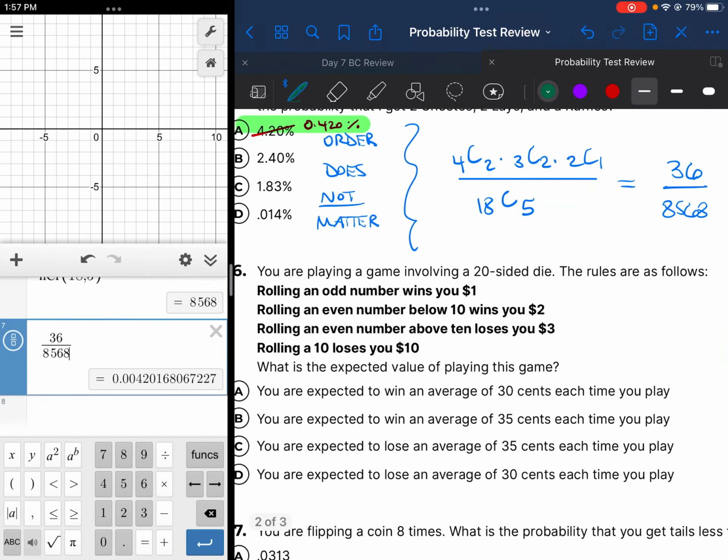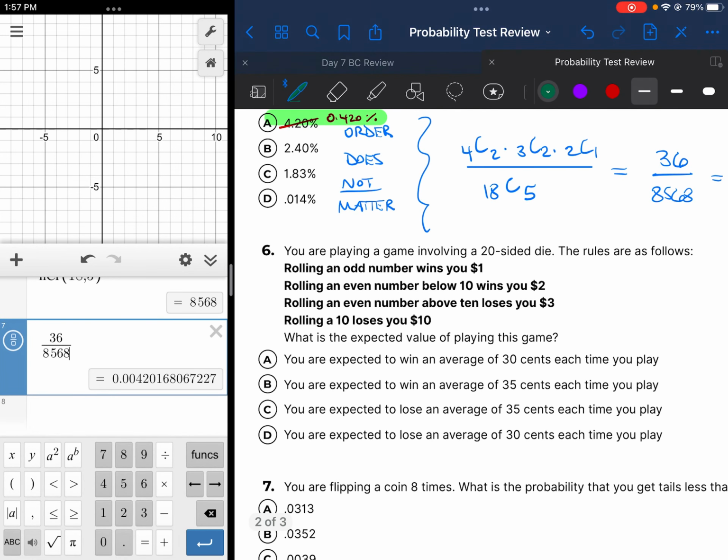All right, problem 6. You are playing a game involving a 20-sided die. The rules are as follows. Rolling an odd number wins you $1. Rolling an even number below 10 wins you $2. Rolling an even number above 10 loses you $3. And rolling a 10 loses you $10, loses you a lot of money. So we want to know, what is the expected value of playing this game?